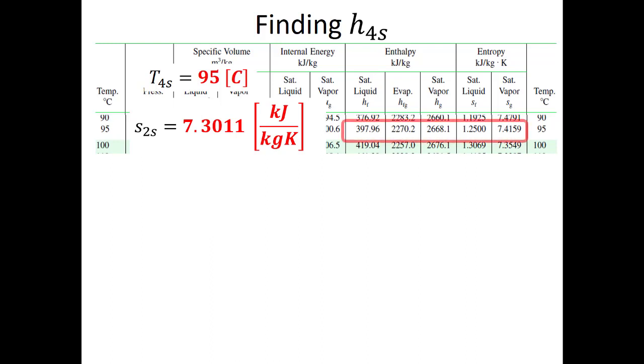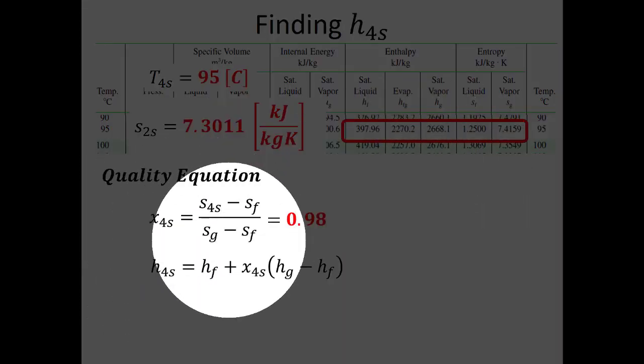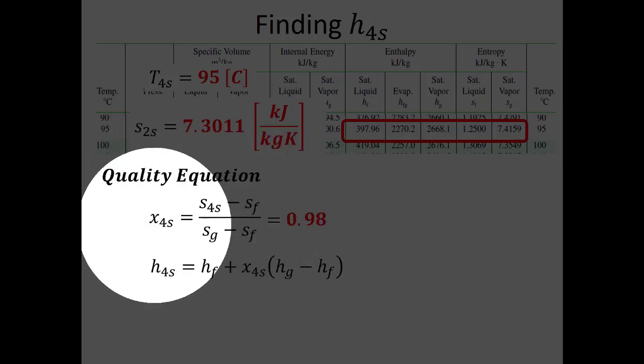So now when I'm interpolating, what I need to find is the quality. The quality is going to work just like my interpolation factor, right? So my quality equation is going to tell me, again, that I'm pretty close to this saturated vapor here. So I have a pretty high quality. It's mostly saturated vapor, but there's a little bit of saturated liquid in there. But once I find X of 4S, because here I had this quality equation and I knew all these S's, that helped me to find X.